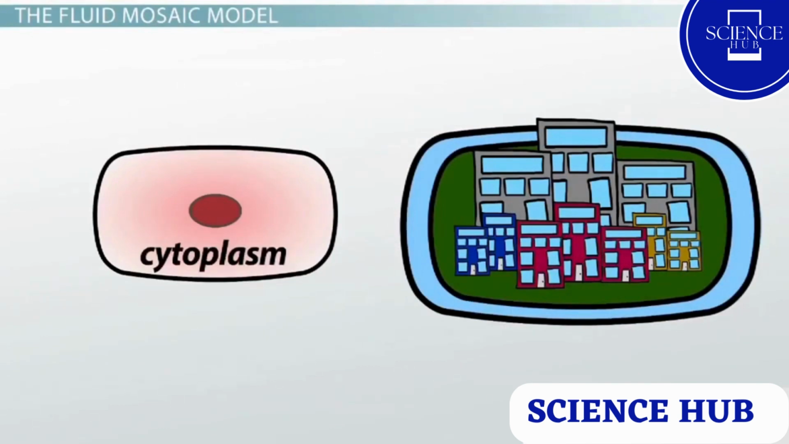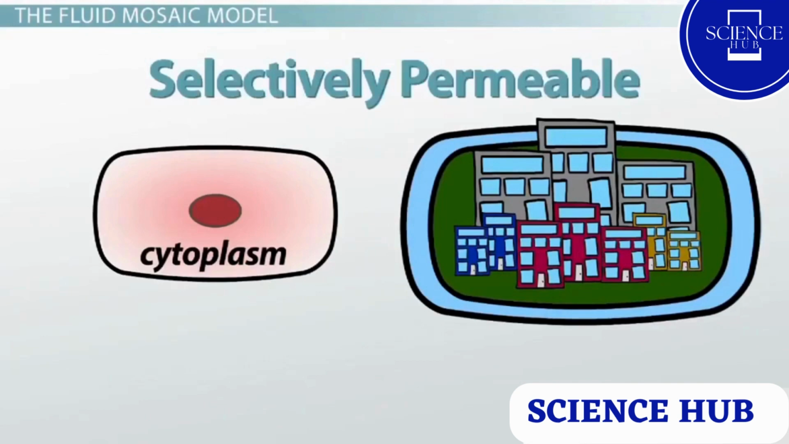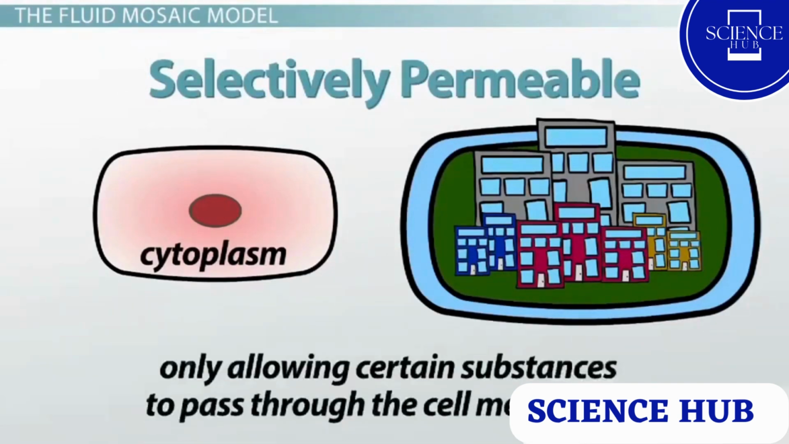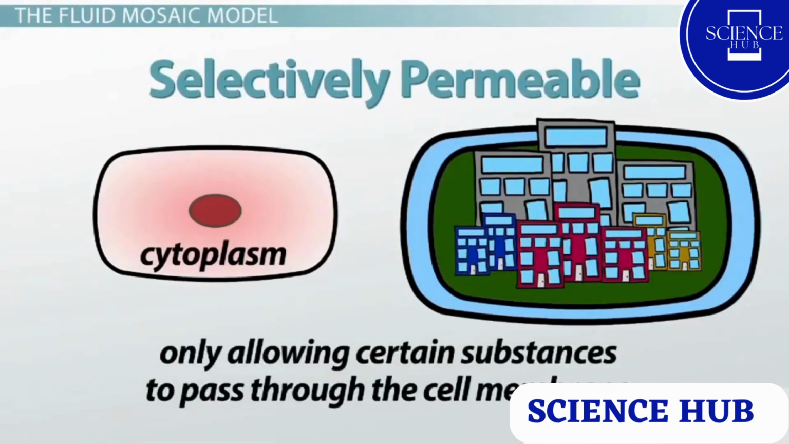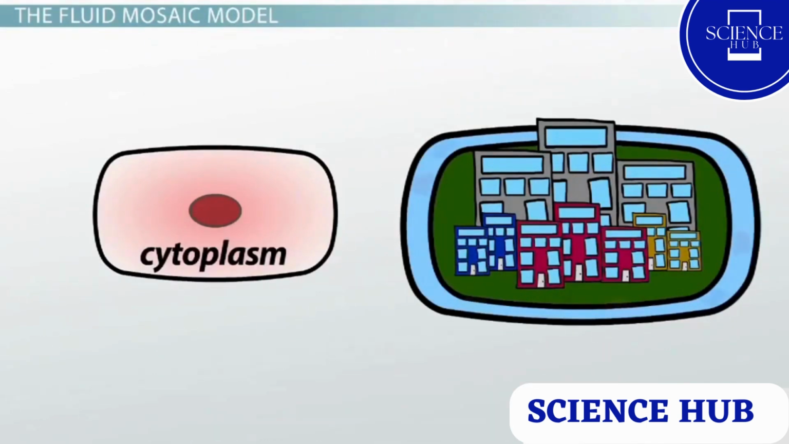Things are brought in and shipped out, but it would be dangerous to let just anything pass through it without the right credentials. Therefore, we also describe a cell membrane as selectively permeable, or only allowing certain substances to pass through the cell membrane. A cell membrane, however, is made up of a few more sophisticated parts than a moat and is constructed from entirely different materials.